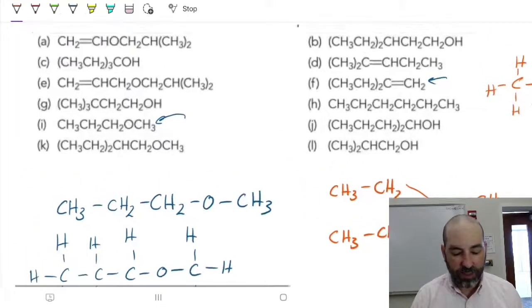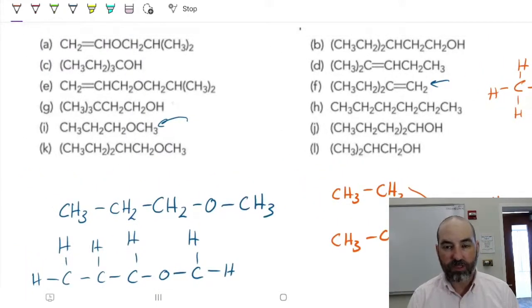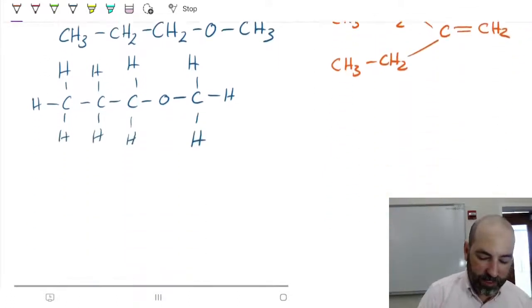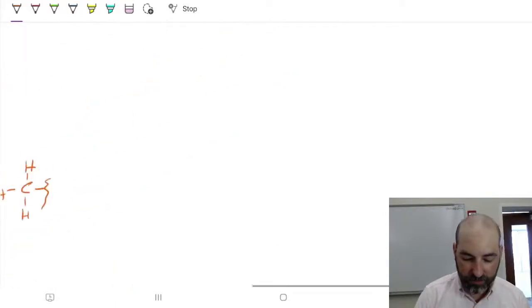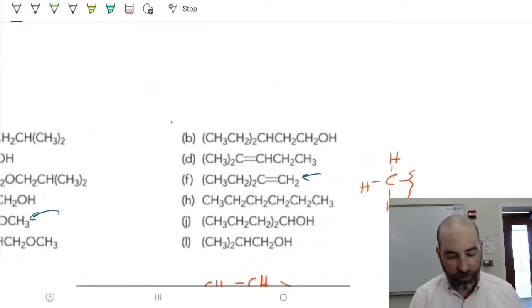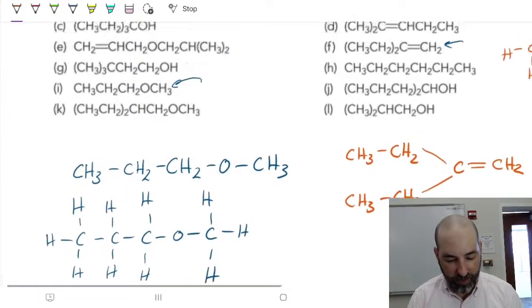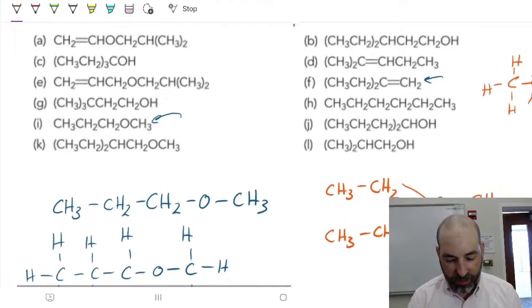Try the rest of them. Show them to me if you have questions or if you're not sure if you did something right. Hopefully that's going okay for you. All right, let's move on to the next step. So you'll notice I have some, we'll come back to these as well, but I have another page here called line structures.